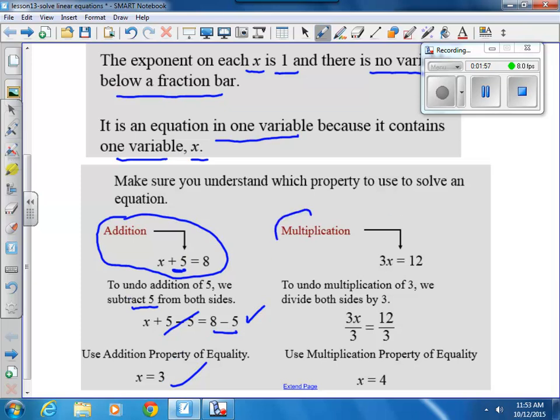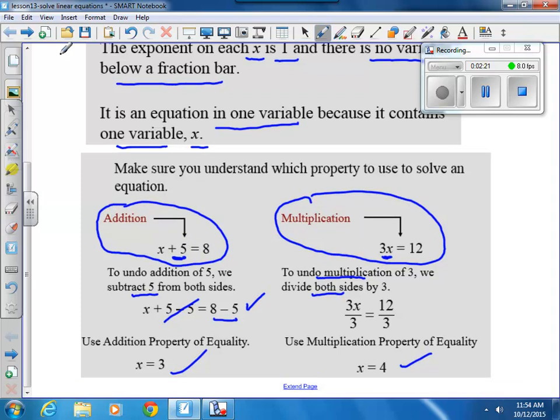Okay, here we would have to use the multiplication property of equality. Why? Because 3 is connected with x by multiplication. So to undo multiplication, we divide both sides by 3. And voila, we would get 4 as our final answer. So just always bearing in mind, do I use what's called the addition property of equality, where you add the opposite to both sides of the equation, or do you use the multiplication property of equality?